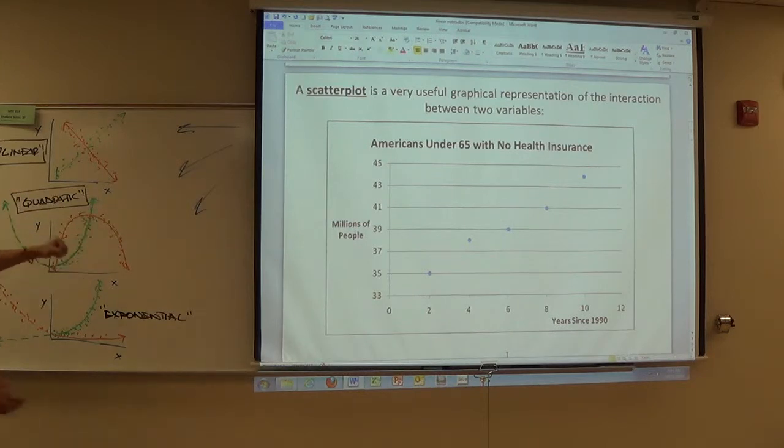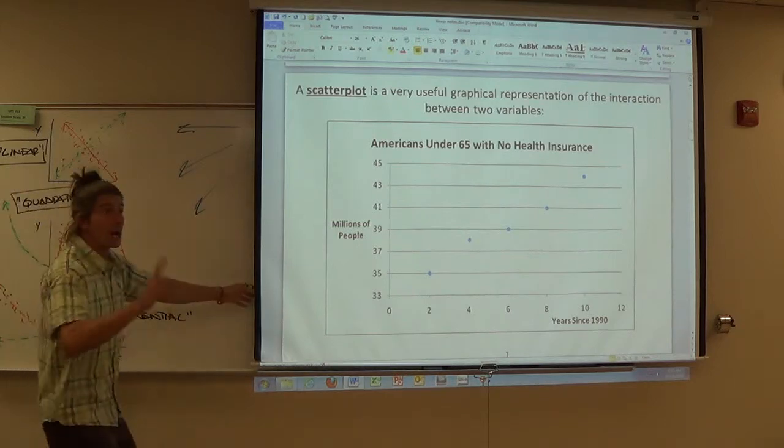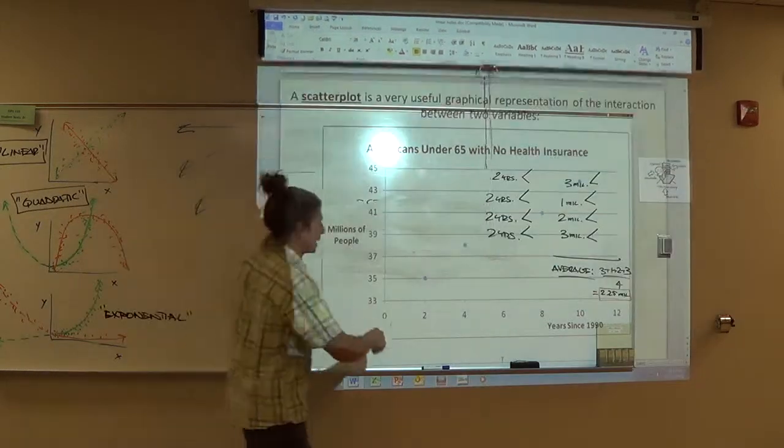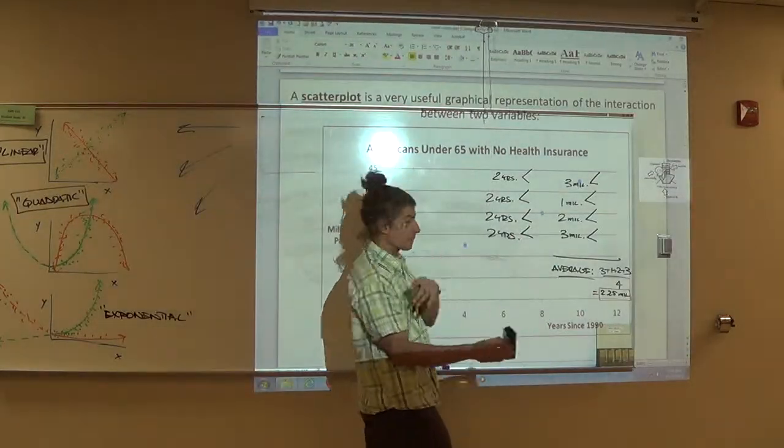If I had to pick one of these 3 shapes that best describe that data, what would you guys pick? I would think linear. It appears to be roughly linear. It's not perfect, is it? It's not perfect. So our job now is, I'm going to take this out momentarily.